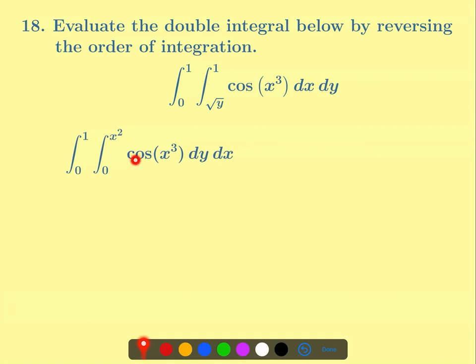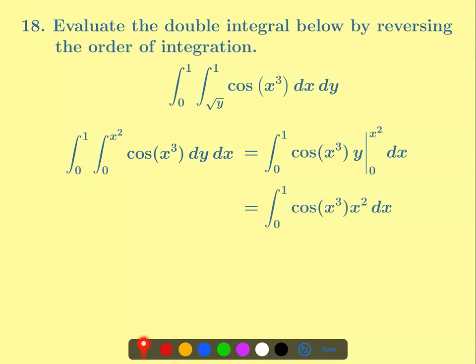So let me do the integration now. Again, I'm just going to get cosine x cubed, the constant, times y when I integrate. Y is evaluated from 0 to x squared, so I'm going to have x squared minus 0 here. So it's just going to be x squared times cosine of x cubed. I want to integrate this with respect to x.